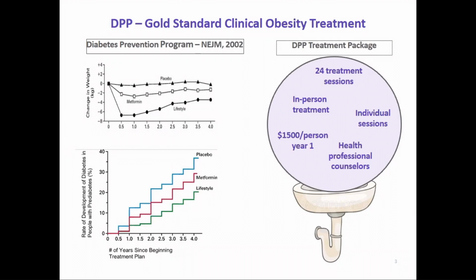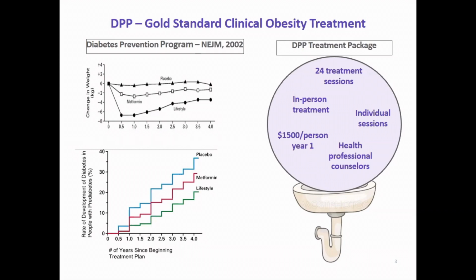Well, you can see it's a packet. It's kind of a sink of components. And the things in the purple circle are the components. It involves 24 treatment sessions. And that's always the most expensive part because you have to pay the counselor. The sessions, when it started out, were one-on-one, individual. They were led by health professional counselors, mostly nurses, some dietitians, some exercise scientists. It cost $1,500 per person in the first year, and the treatment was always in person.